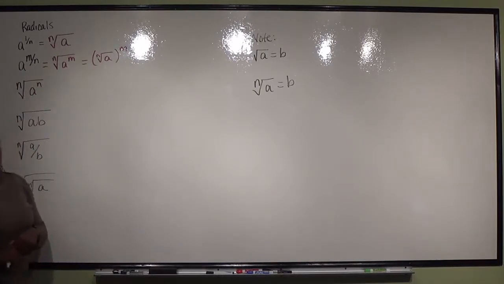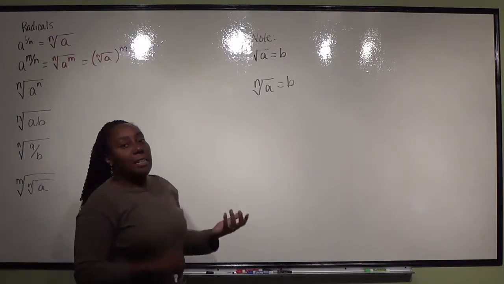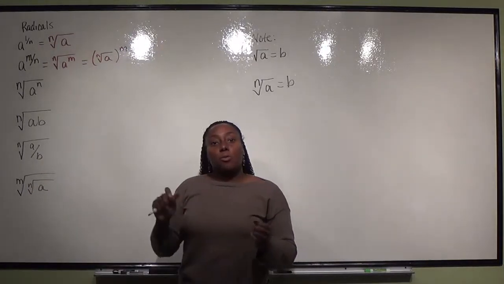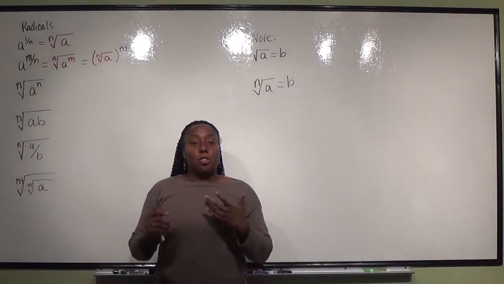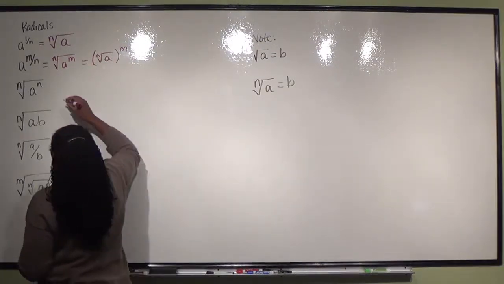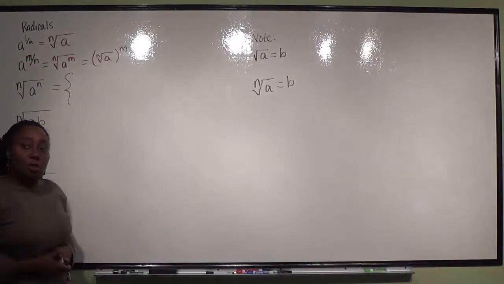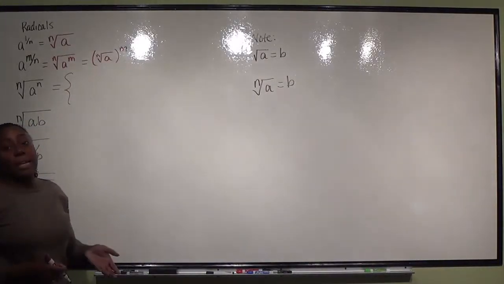Now, this one is a little tricky. This is another one of those properties that kind of throws people off sometimes. If I'm looking at the nth root of a to the n, it almost looks like the roots and powers should cancel out and I should just get a. And that's true in some cases. This one actually has two different solutions, and it depends on what my n is.